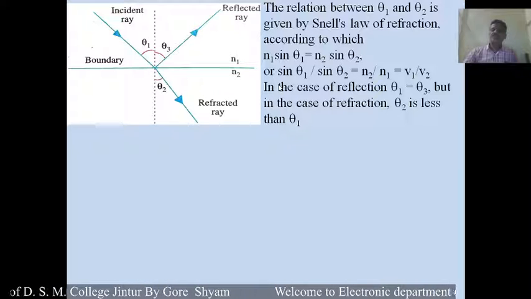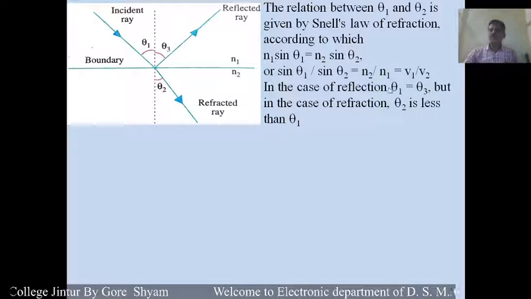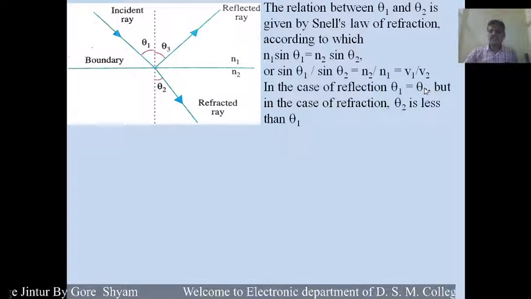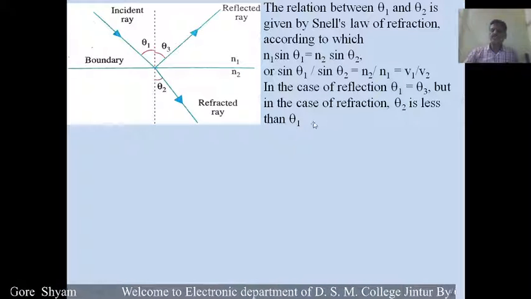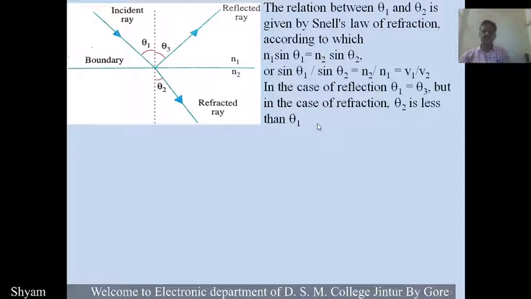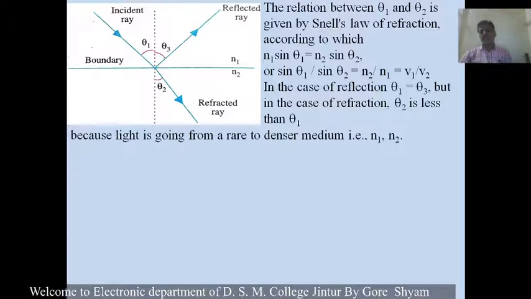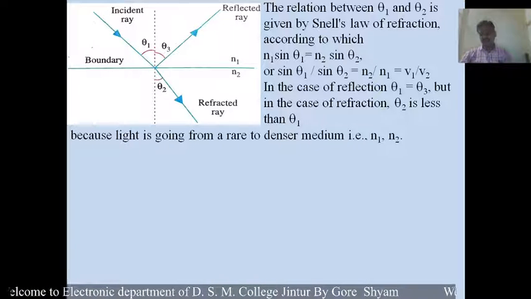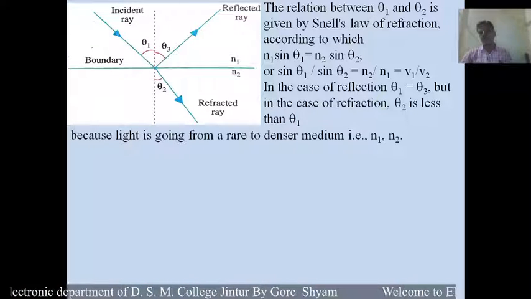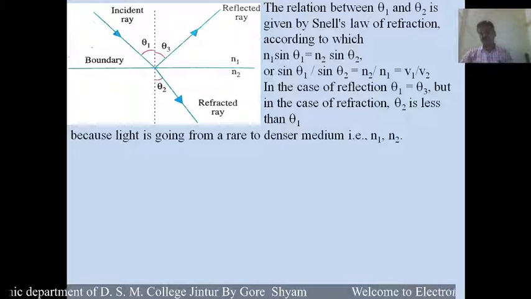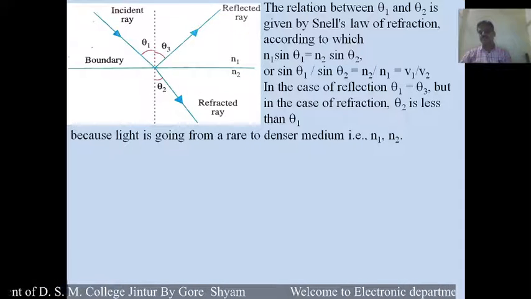In this case, for reflection, theta 1 is equal to theta 3, but for refraction, theta 2 is less than theta 1. So this is Snell's law, because here the light is going from the rare medium to the denser medium. What is the rare medium? If we compare two mediums like air and water, air is the rare medium and water is the denser medium.